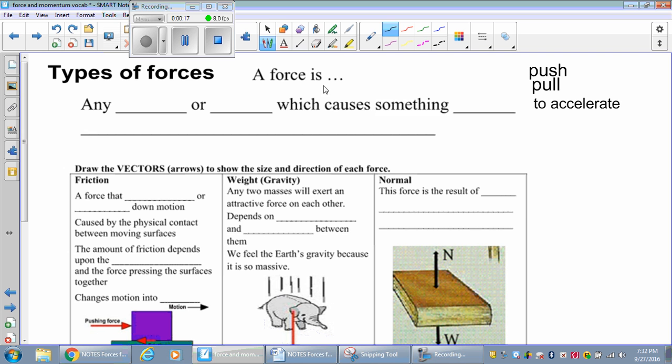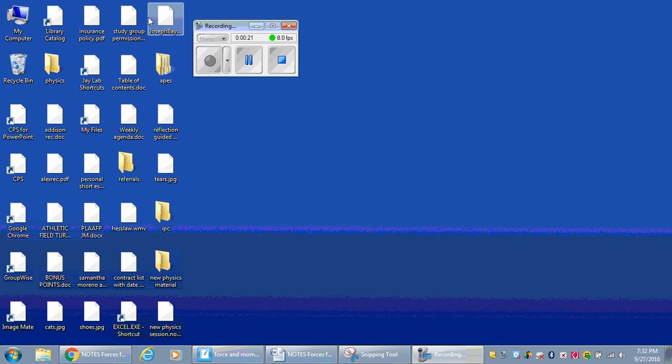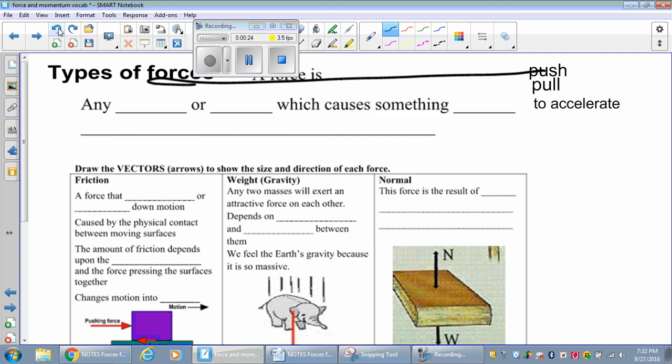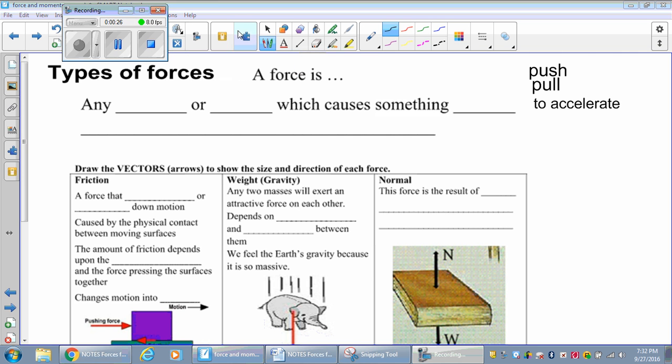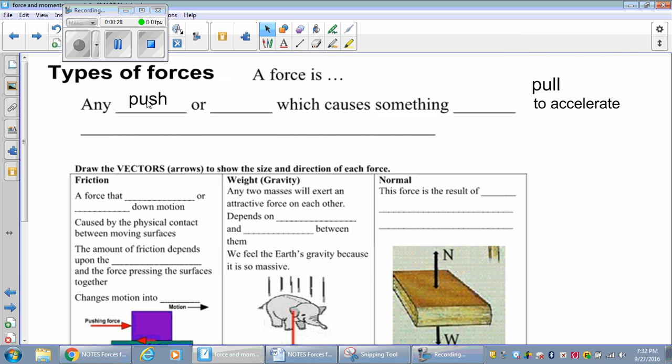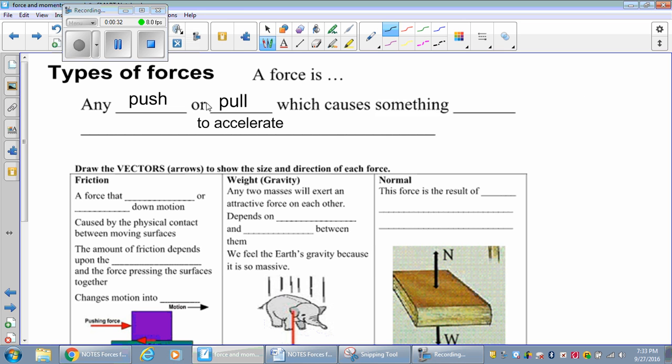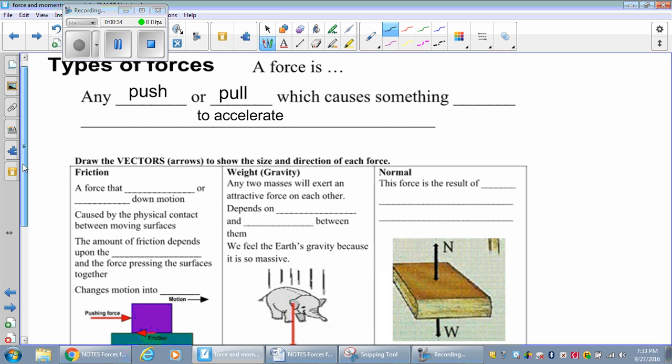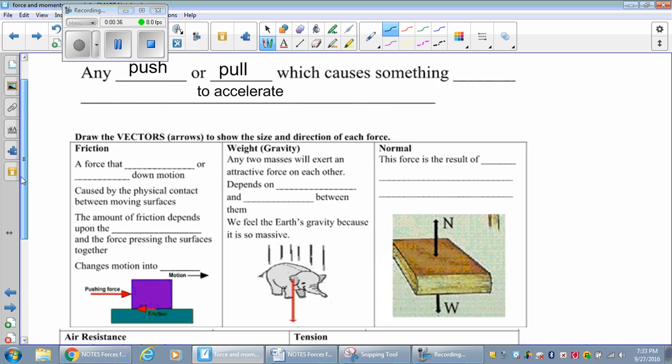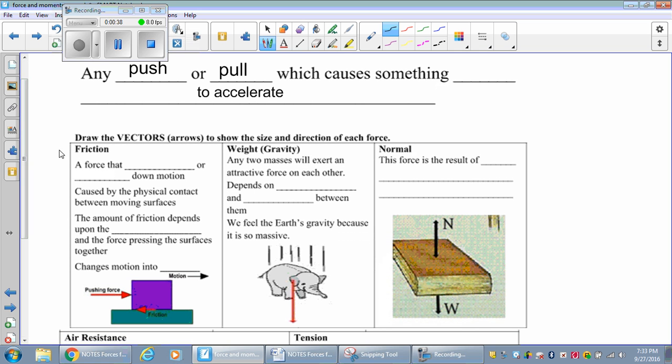First of all, we know that a force is a push or pull that causes something to accelerate. All right, let's talk about different ways that things can be pushed or pulled. So we're going to learn about friction.